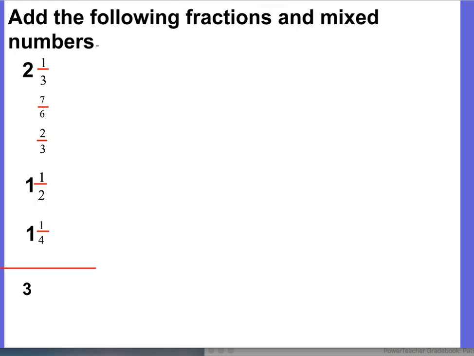Okay, this last one. Adding the following fractions and mixed numbers. I want you to copy down these mixed numbers and fractions, and I got you started by adding the whole numbers. But I'm noticing that I do not have common denominators. So you need to find the least common multiple, make equivalent fractions, add the fractional amounts, and then add that to your whole number.